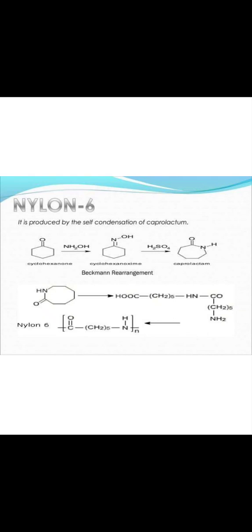The formed caprolactam undergoes self condensation polymerization by ring opening reaction, and gives rise to the formation of COOH, CH2 taken 5, NH, CO, CH2 taken 5, NH2, and finally it undergoes the loss of water. By the loss of water, it is converted into the very important nylon 6 molecule, that is C double bond O, CH2 taken 5, NH, taken n times. This is the method of preparation of nylon 6.